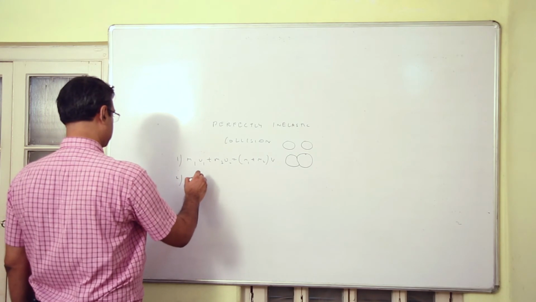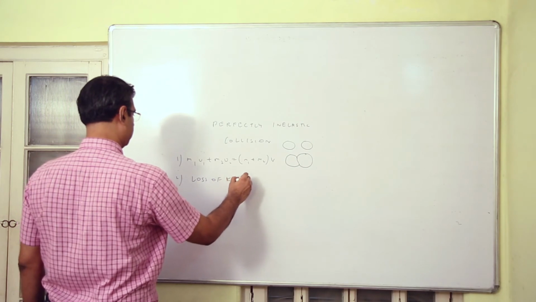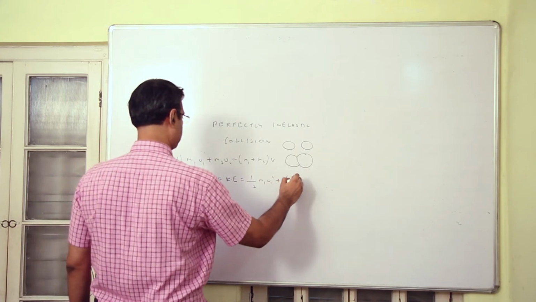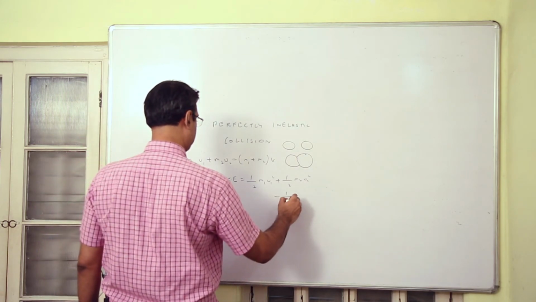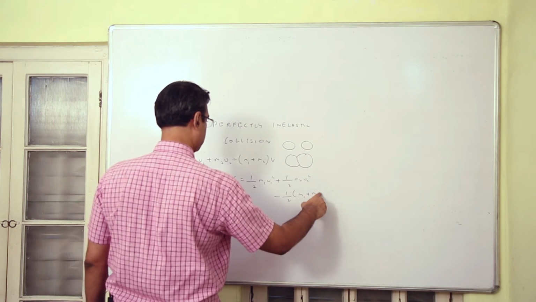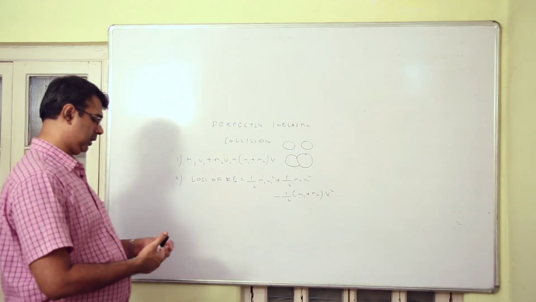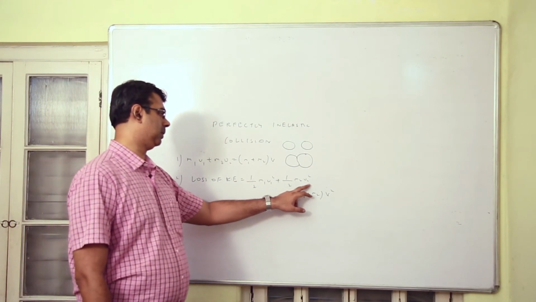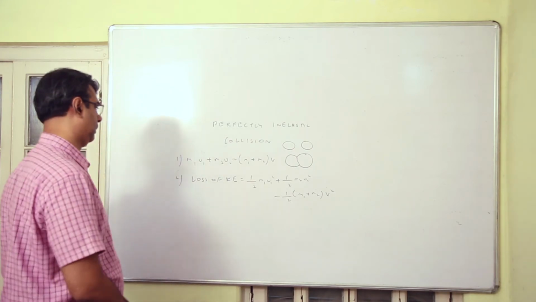Now in this case, there will be a loss of kinetic energy. Loss of kinetic energy will be initial kinetic energy minus final kinetic energy. Initial kinetic energy is half m1 u1 square plus half m2 u2 square. Final kinetic energy is half of m1 plus m2 into v square.